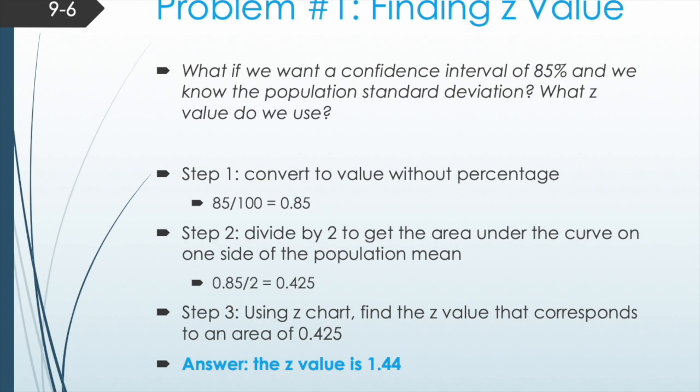What if we wanted to do the same, but our confidence level doesn't have to be as high. We only need an 85% confidence level. So again, first we're going to convert that value. We take 85 and divide by 100 to get 0.85. And then we're going to, again, divide in half to get the area under one side of the curve. And so we're looking for the z value that corresponds to an area under the curve of 0.425. If you look at your z chart, you would find that z value to be 1.44.